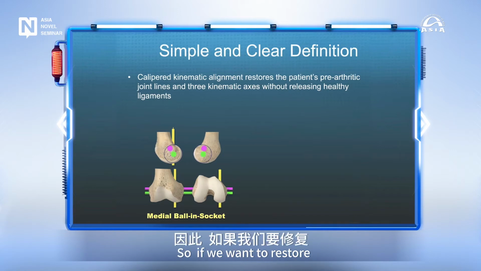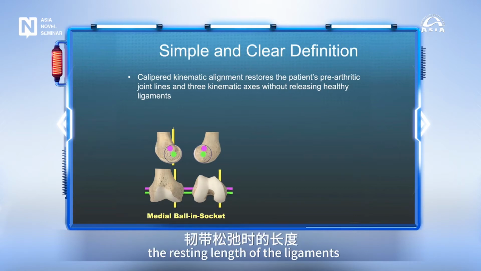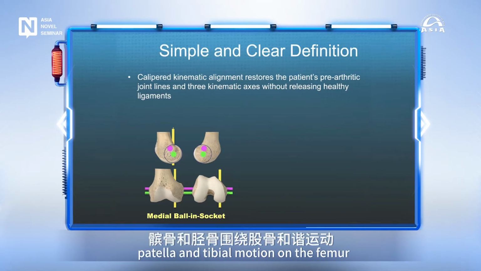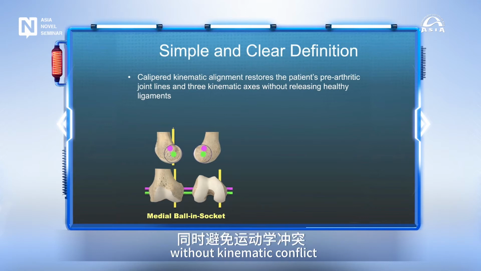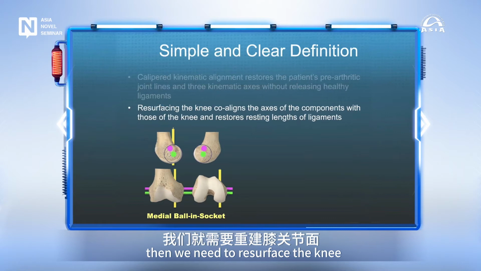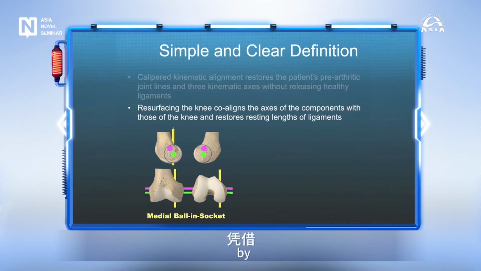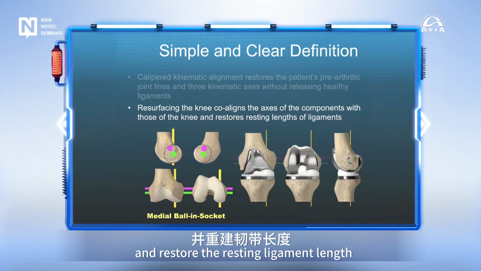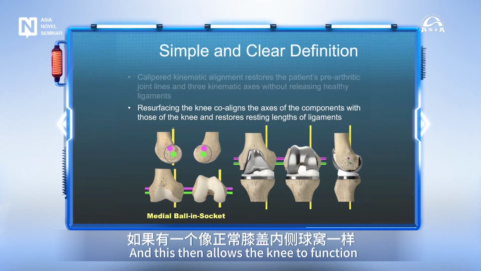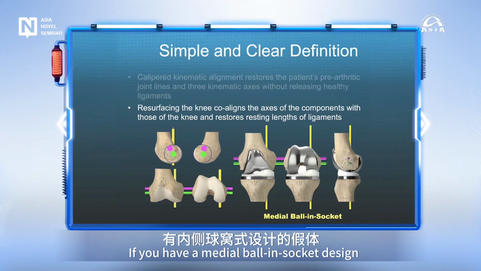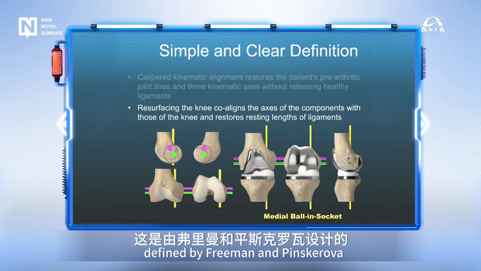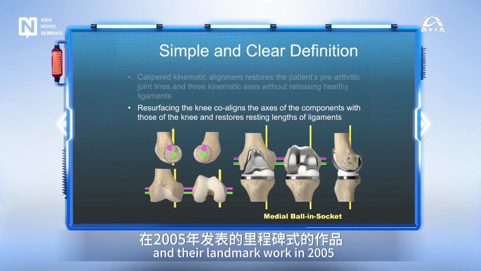So, if we want to restore the resting lengths of the ligaments and promote harmonious patella and tibial motion on the femur without kinematic conflict and overtensioning of the knee, then we need to resurface the knee by placing the implants on the prearthritic joint surface to co-align the axes and restore the resting ligament lengths. And this then allows the knee to function like the medial ball and socket of the normal knee, defined by Freeman and Pinskerova in their landmark work in 2005.